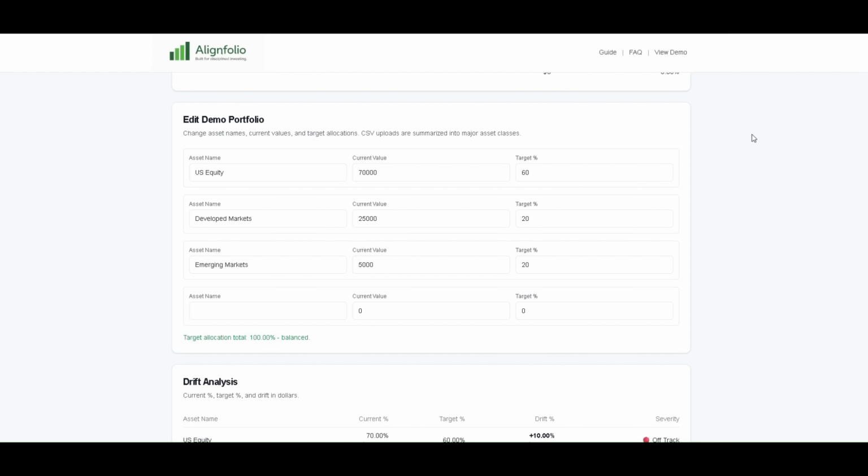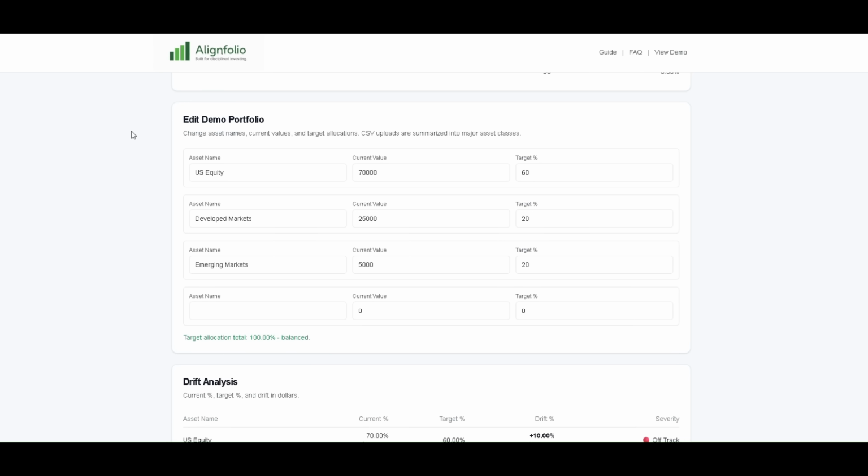I will show you how to rebalance a simple 3 ETF portfolio online using the Alignfolio demo. In this example, I'm using a hypothetical portfolio for educational purposes only. This is not a real portfolio or investment recommendation.